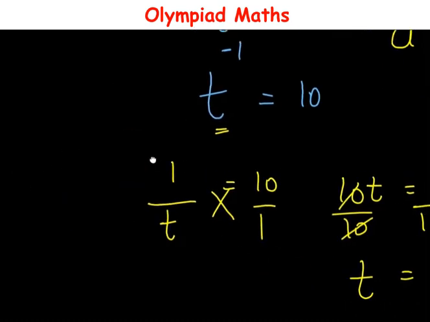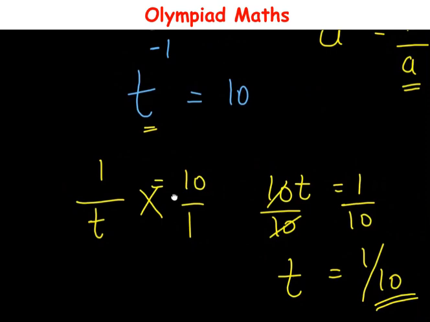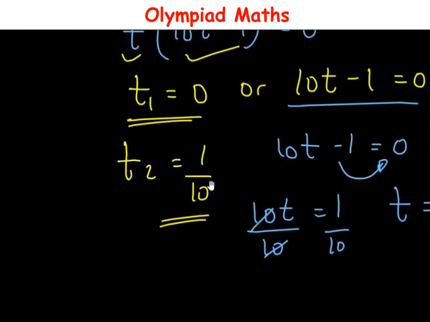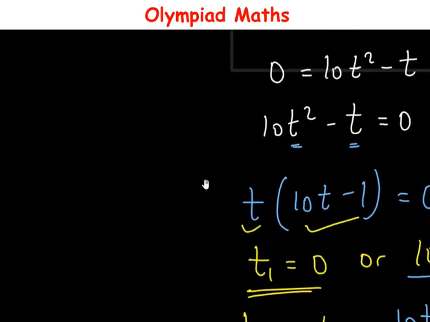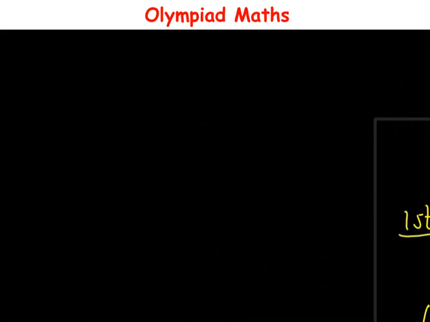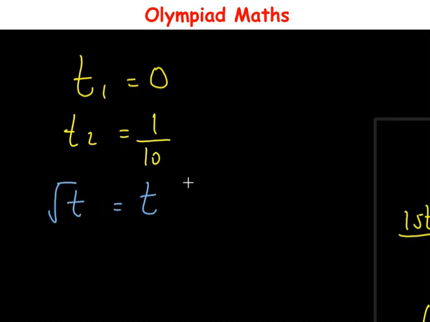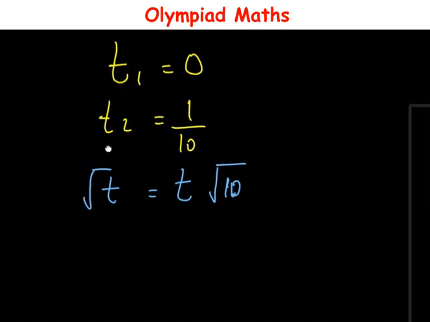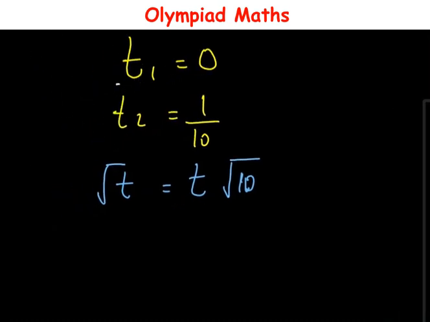Now notice that for the second method, we only got one solution. But for the first method, we got two solutions, t1 equals 0 and t2 equals 1 over 10. So then let us confirm if these solutions are correct. So t1 is equal to 0 and t2 is equal to 1 over 10. 1 over 10 is in the solution for both methods. Now the question is root t is equal to t times root 10. So then for the first solution of t, which is t1 is equal to 0.